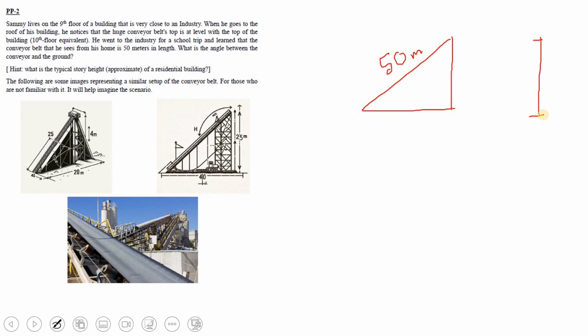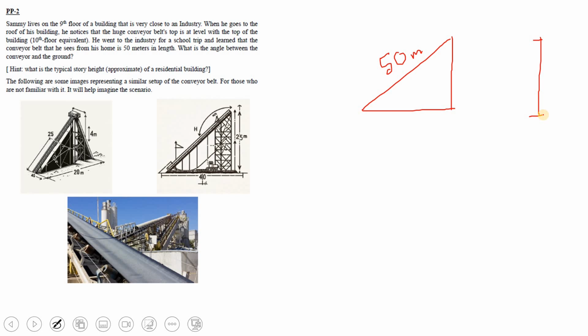And the hint I'm giving you is: what is the typical story height of a residential building? If you just Google it, so the powerful tool I was talking about is a Google search or a web search or a Bing search, whatever you want to do. If you just Google the typical story height of a residential building, then you can easily solve this problem. There is a lot of information that you can get from the web. Okay, it's as simple as that. And right now we also have access to AI, which is even better.